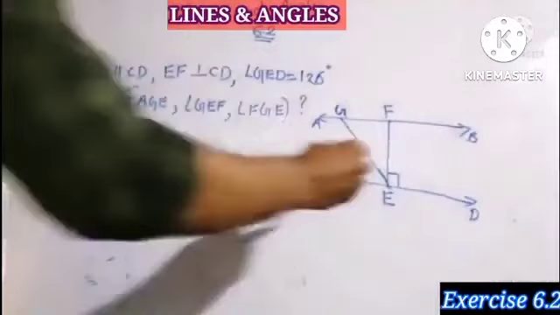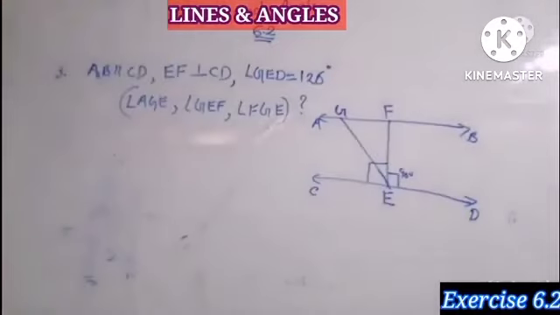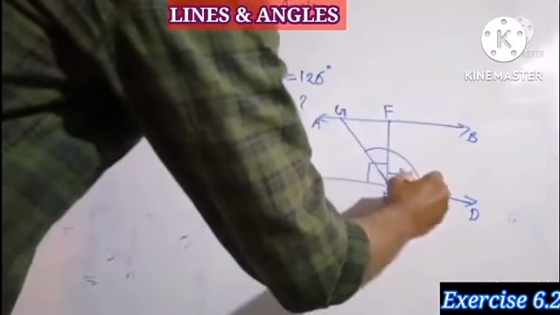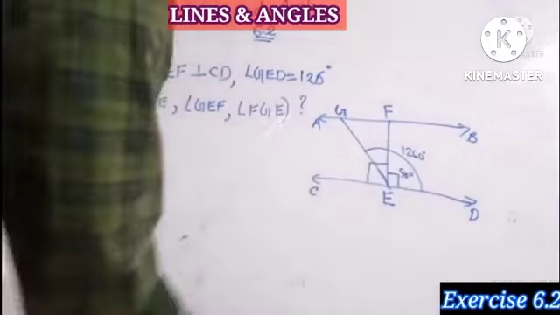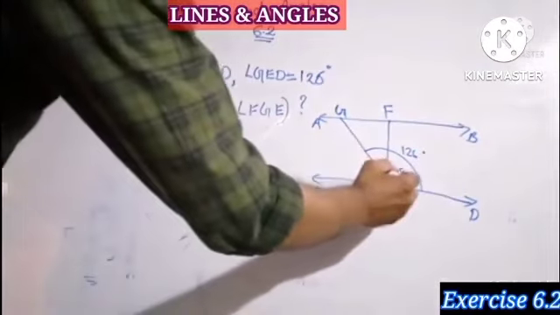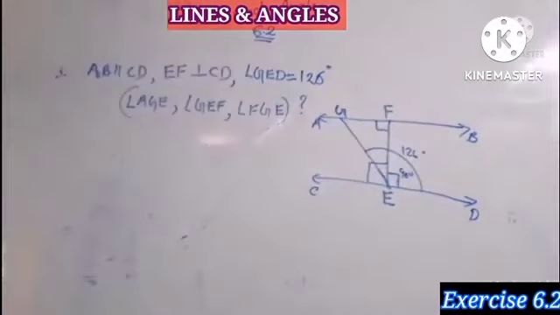This is the figure given. Here we know that this angle is 90 degree, so when this is 90, this will also be 90 degree. What is to be found? Angle GED, where is GED? This is GED. Angle GED is 126 degree, given. Find AGE, GEF and FGE. When this angle is 90 degree, this will also be 90 degree, as alternate interior angles are equal.